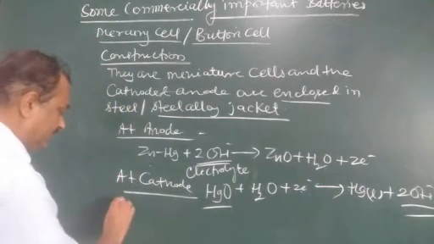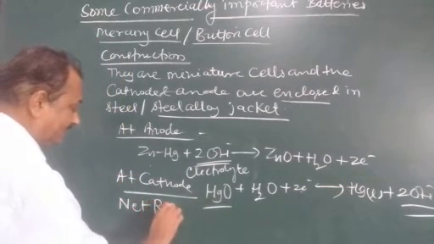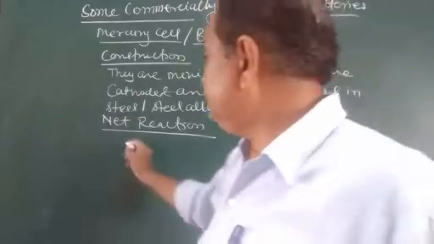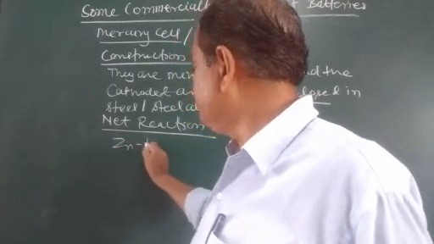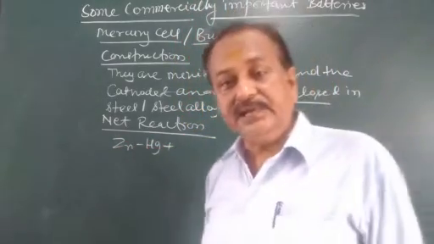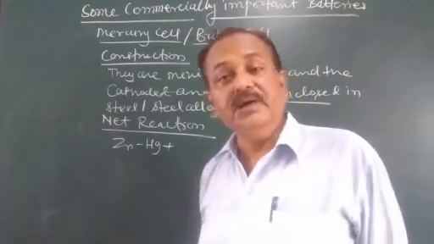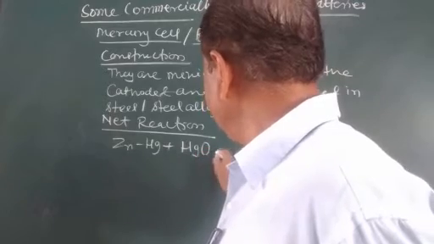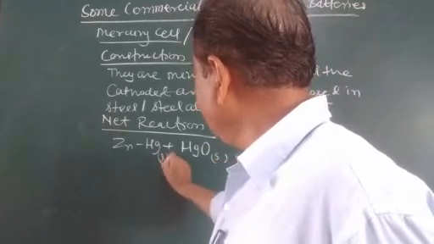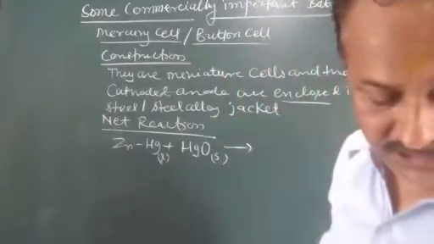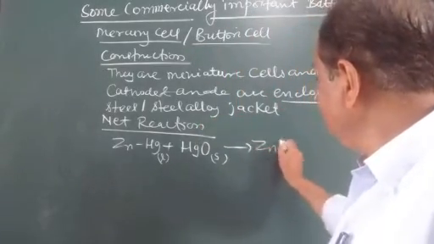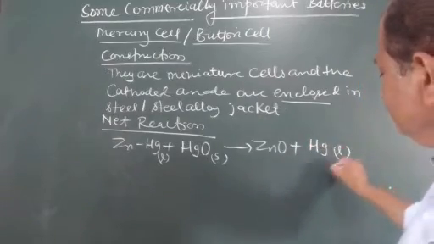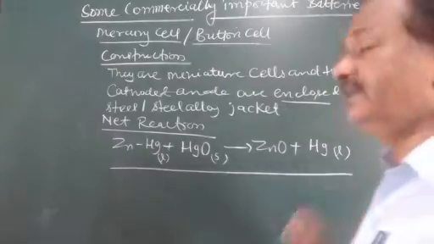So coming to the net reaction, children, it is a very important point. Net reaction means the overall reaction. Zinc mercury amalgam from the anode, then HgO, solid, you may mention liquid, then there is the formation of zinc oxide, and there is mercury liquid. So this is the net reaction.